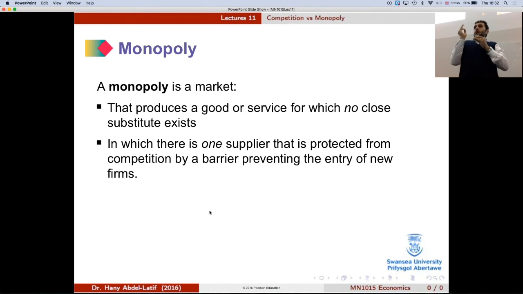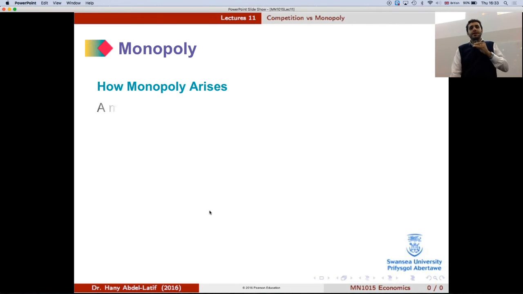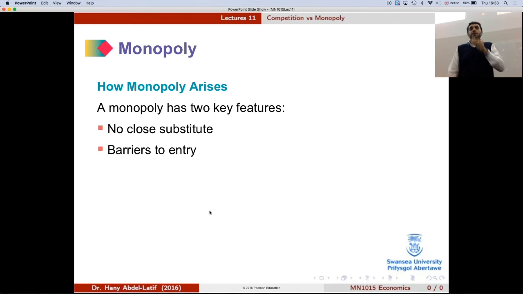They also deal with a product with no close substitutes, so they have no competition from the other firms that produce any substitutes. Also, there are barriers preventing other firms from entering this market, and that's a very important point. So, as we said, these are the key features of a monopoly: no close substitutes, and there are barriers to enter this market. These barriers prevent other businesses or firms from entering this market.